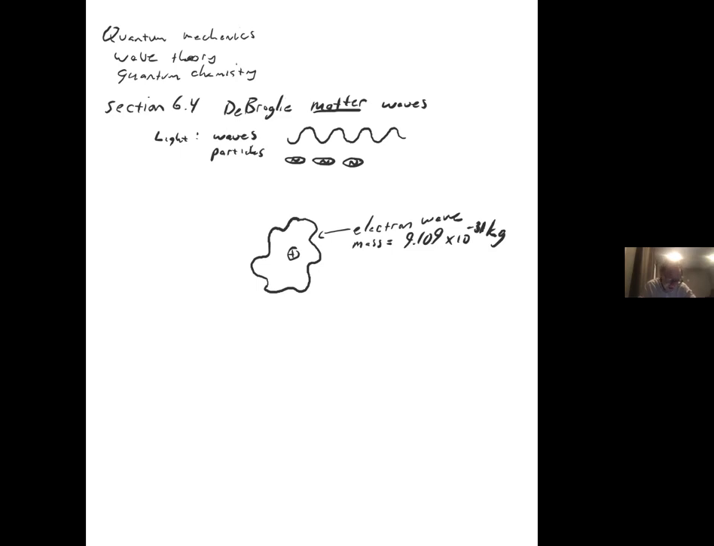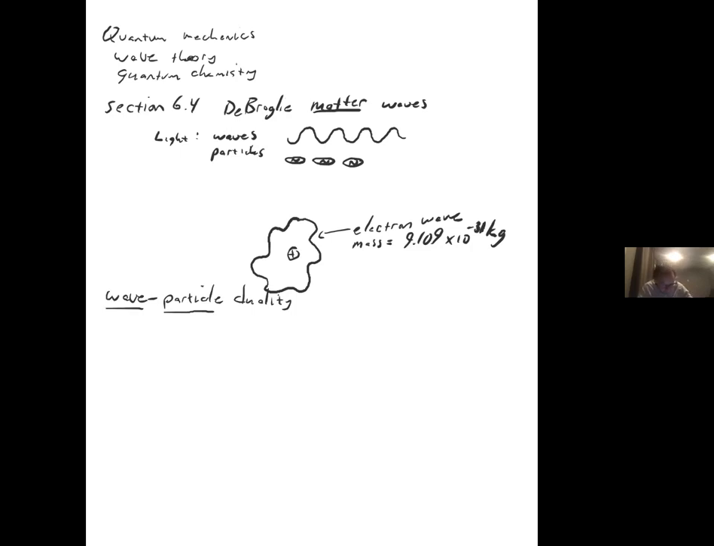So that means the electron has this duality. We call it wave-particle duality. Well, so do photons. And what that means is under certain circumstances, they behave like waves. And under other circumstances, they behave like particles. There's a duality to them, okay?